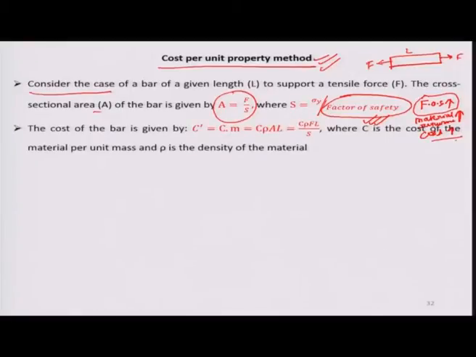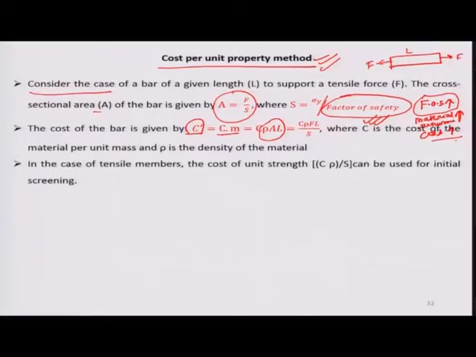Now, the cost of the bar is given by C' = C × M, where M is the mass of the bar, as we already explained in earlier slides. M = ρ × A × L, where C is the cost of the material per unit mass and ρ is the density of the material. By simplifying this, we get CρFL/S, that is the cost of the bar.